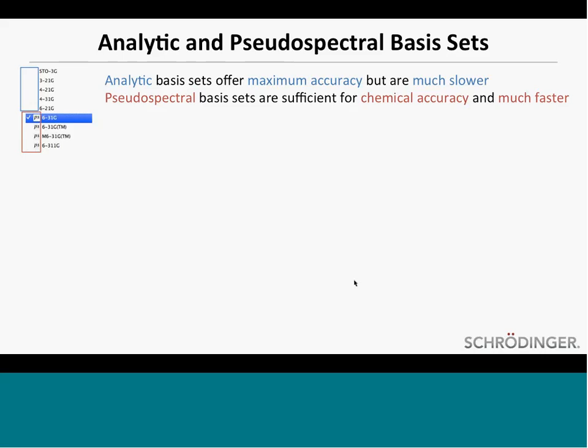DFT calculations scale as n cubed, where n is the number of electrons. So if you have n electrons and you double the number of electrons, you're going to see a cubic increase in the compute time required. Conversely, any basis that uses pseudospectral methods, that scaling goes down to n squared. So you save an order of magnitude in your computational cost.